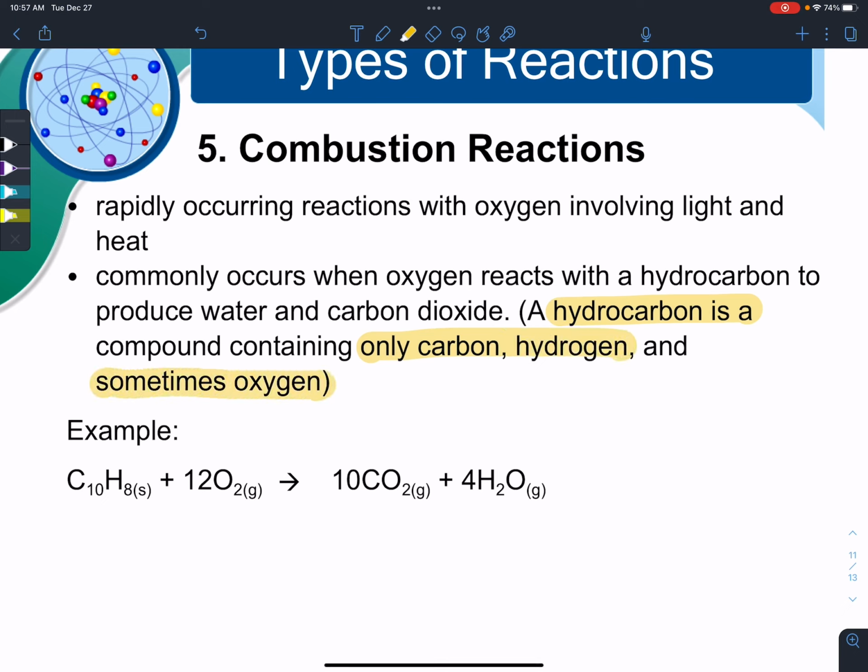If you study organic chemistry in college, you'll do a lot with hydrocarbons. In fact, you'll primarily work with them for an entire year. But hydrocarbons are going to react with the oxygens, and every single time they are going to produce carbon dioxide and water.